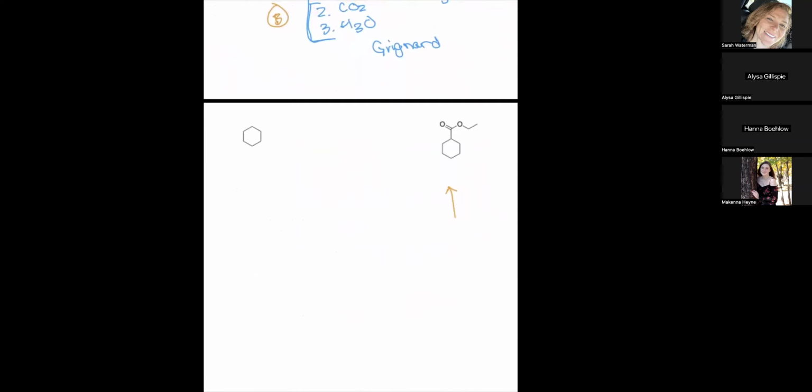So what do we have to do? If this was a carboxylic acid, we need to add this. We've done this before. We just did it. And we do the same thing again. SOCl2.